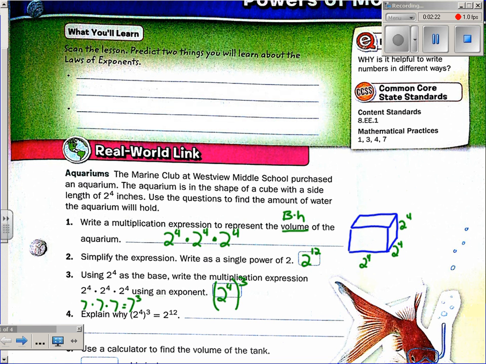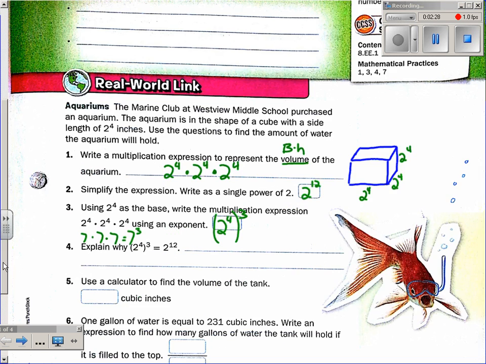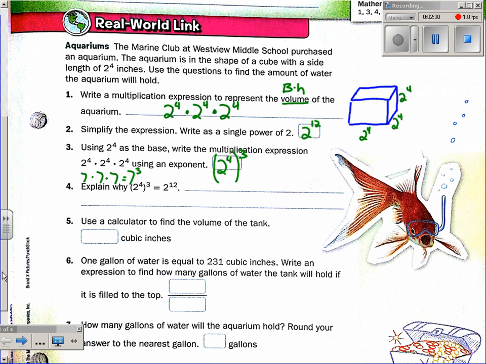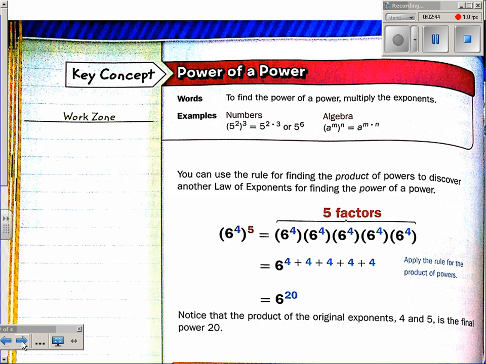Now for number 4, I already talked about why 2 to the 4th times itself three times equals 2 to the 12th. But if you noticed, all we really did here was multiply 4 times 3, right? That also got us 2 to the 12th. So that's going to be our law of exponents. Let's turn to the next page, and we'll make it specific.